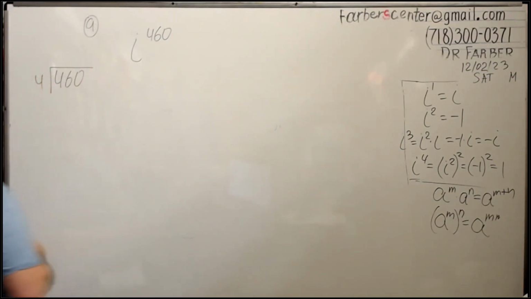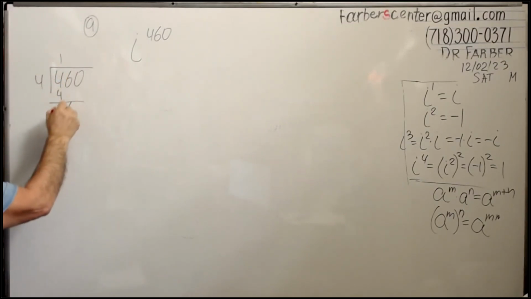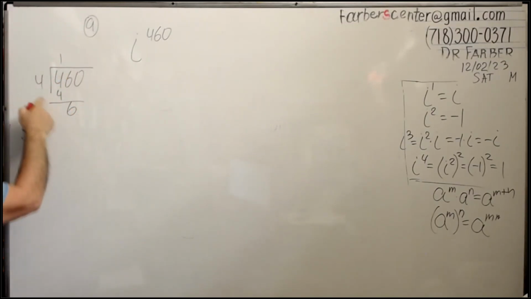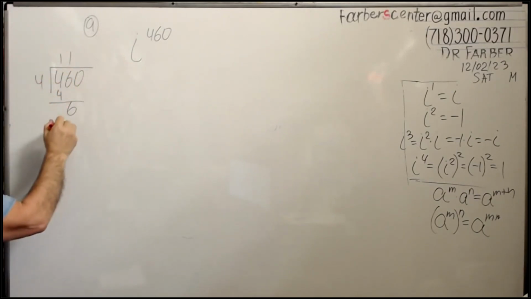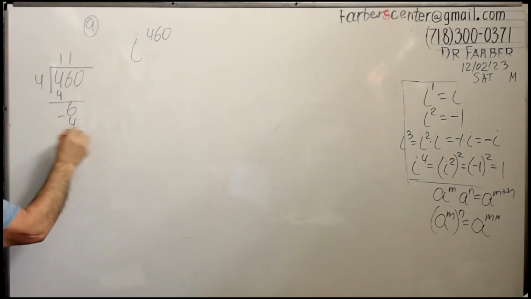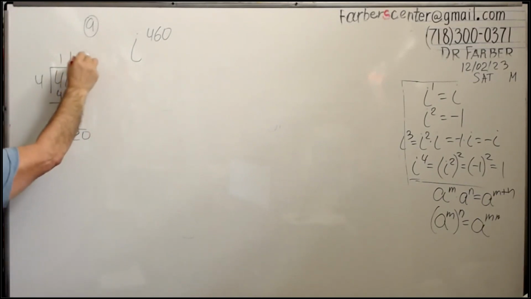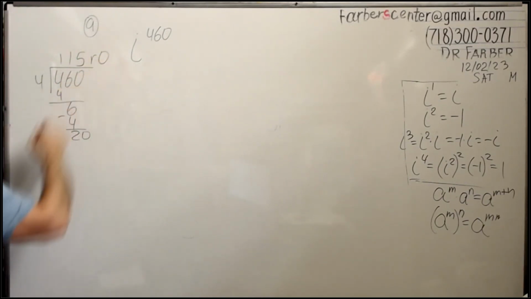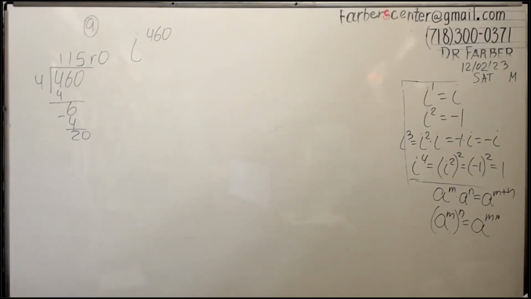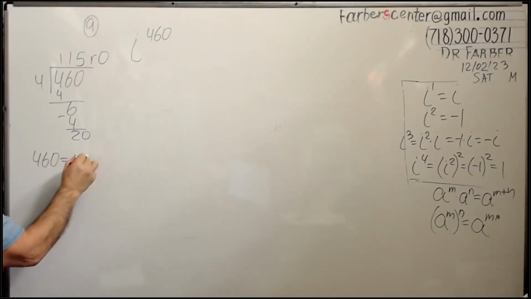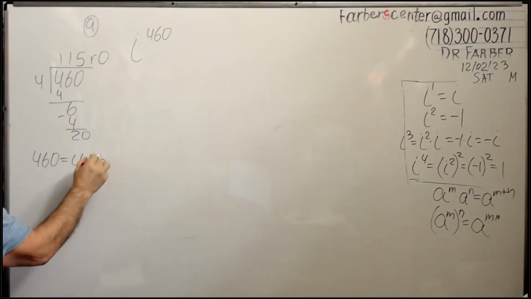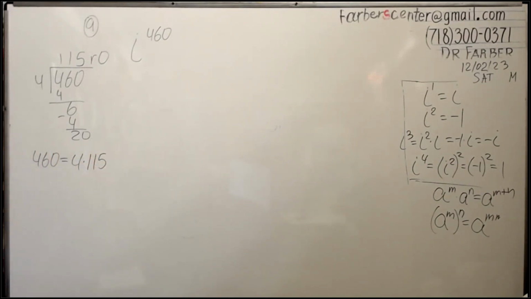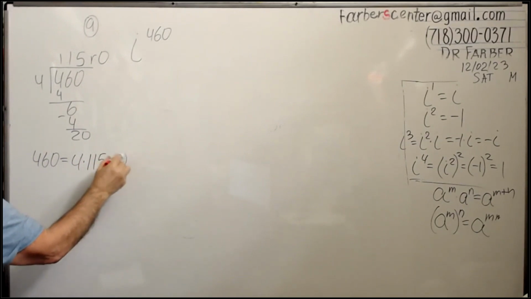And what will I get? This is 1, 4. Bring down 6. 4 goes into 6 one time. 1 times 4 is 4. 2, 1, 15. And the remainder is 0. You can represent that 460 equals the same as 4 times 115, right? Plus 0. The remainder is 0.